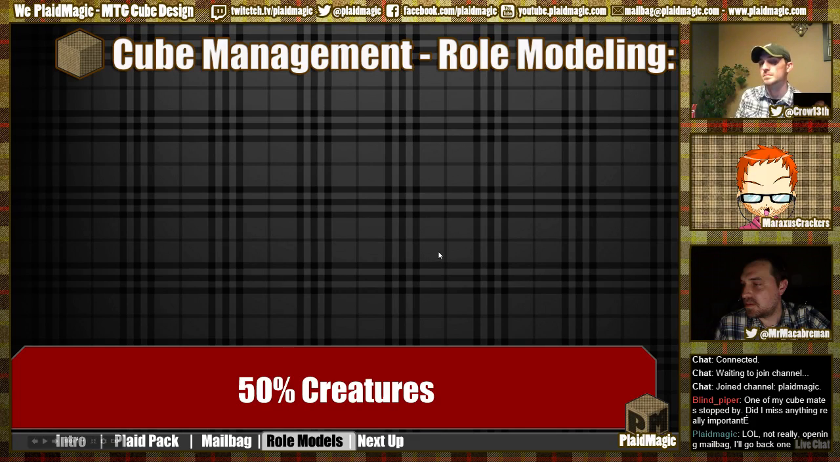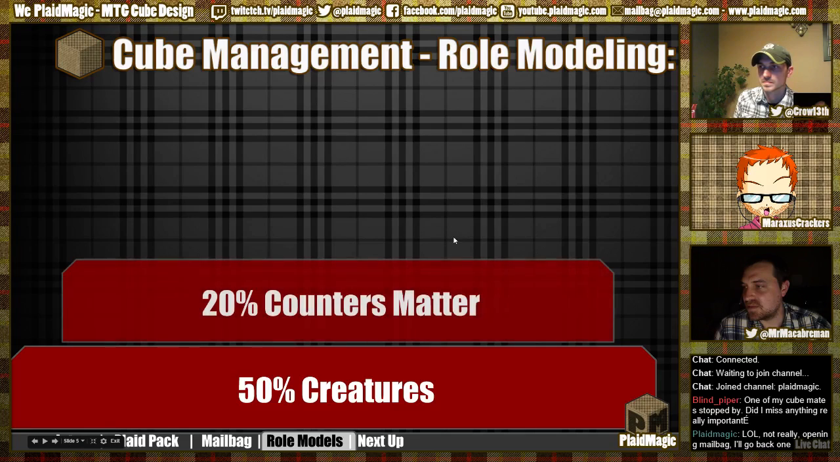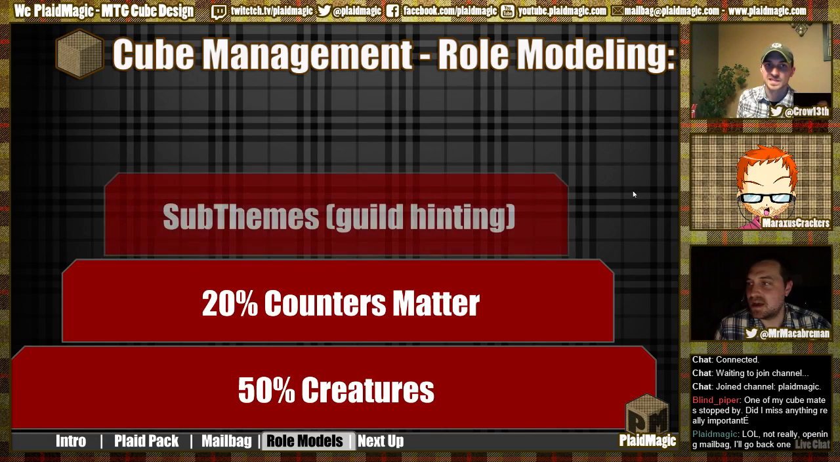In our cube, we made a conscious decision to sit at about 50% creatures. I think we're at like 51.2, something stupid, but we're at about 50% creatures. That creates a baseline and something that helps us make decisions in the future. On top of that, we have a sub theme of counters matter, and about 20% of the cards in the cube either get counters or care about them.